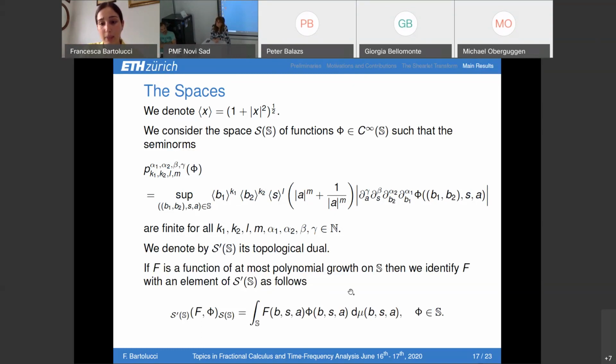And as it happens for the Schwarz space, if we have a function which is a slowly growing function, we can identify this function as an element of the dual S prime.